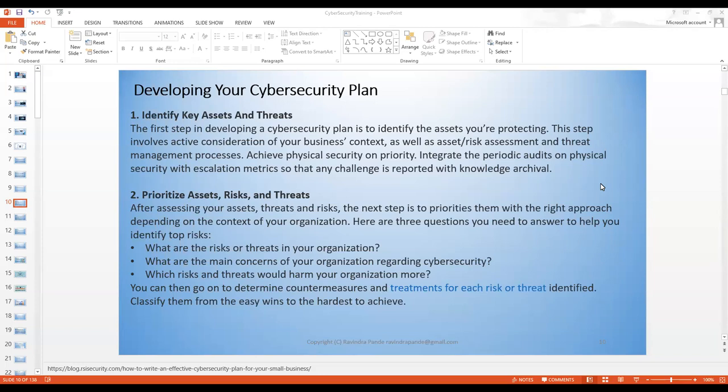Are we good? Any questions on these? How to build a cybersecurity plan? It's a plain, simple philosophy, right? Now today we're going to go into the actual operations of it.